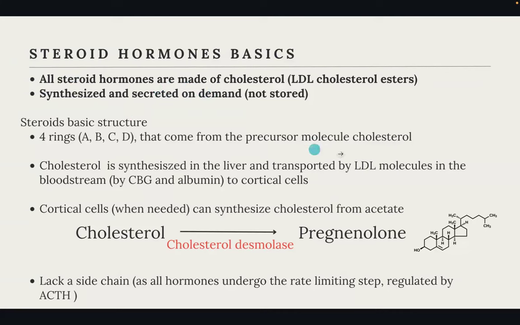In case of low cholesterol for whatever reason, and the cortical cells need to synthesize these steroid hormones, I can't wait. I need to create my steroid hormones now because they're made on demand, so I would use acetate to create my own cholesterol, and then my steroid hormones. But again, this is not a major thing at all.